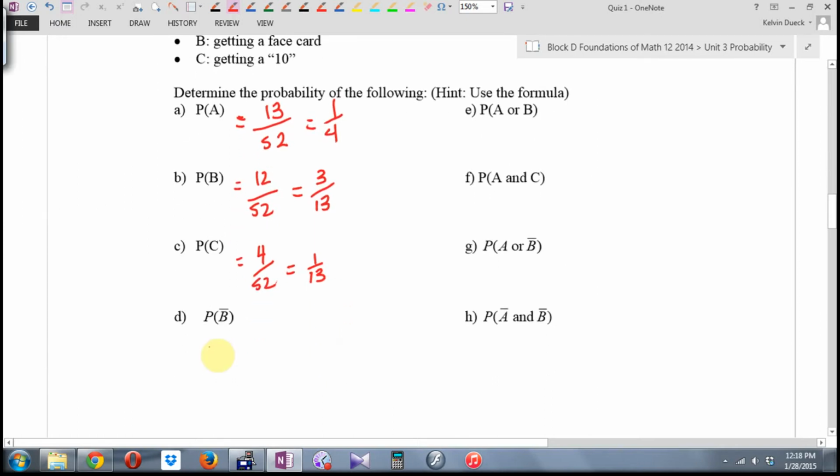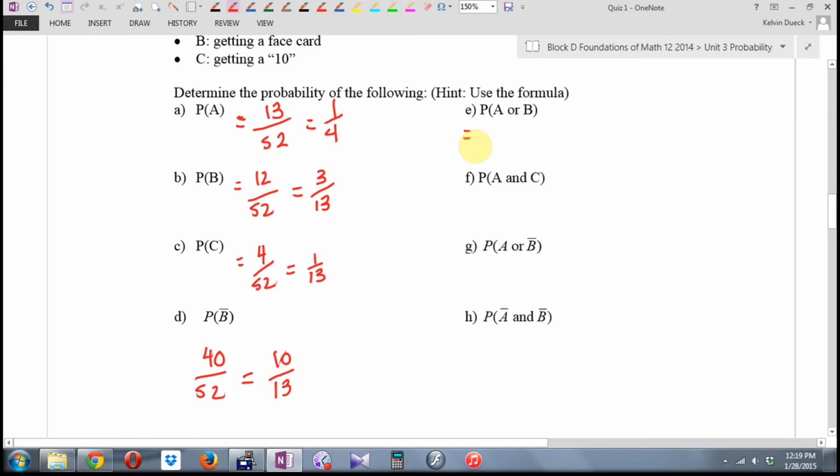Not B, 40 out of 52, or 10 out of 13. I didn't count, I used the complement. All right. A or B, which means one or the other minus the overlap.